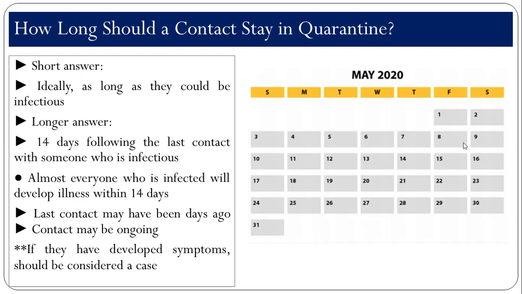It is important to know also that when you are having a conversation with contacts, if they have developed symptoms, they should probably be considered a case, and so then you would talk to them about isolating rather than quarantine.